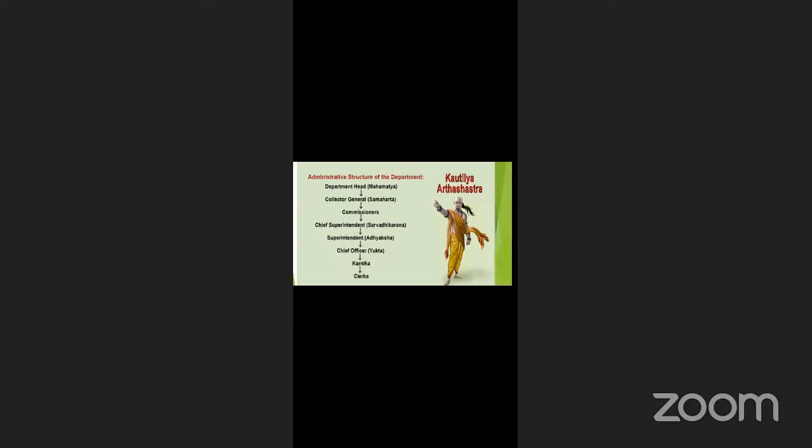I told you that department ministers are there. We can call them amatyas. The amatya, the department head, is called Mahamatya, and after Mahamatya we have the Collector General. His name is called Samaharta. Another one, commissioners; we have chief superintendents called Sarvadhikarana, and superintendents called Adhyaksha. The chief officer is called Yukta, and another one is Karnika, the clerk. So this is the hierarchy of the Kautilya Arthashastra, which explains the Indian administration in ancient times.